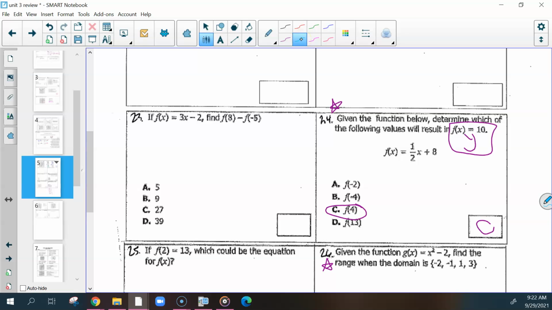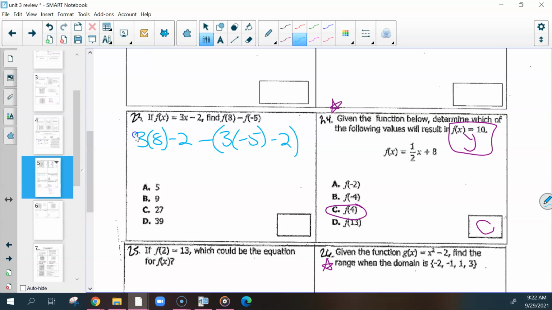Alright, so for 23, it gives you the function 3x minus 2. And it says find f of 8 minus f of -5. So this is kind of like the number 10 we did, but they're both using the same function. So this would look like this: 3 times 8 minus 2, minus, then I'm going to put in parentheses because I'm subtracting everything else, 3 times -5 minus 2.